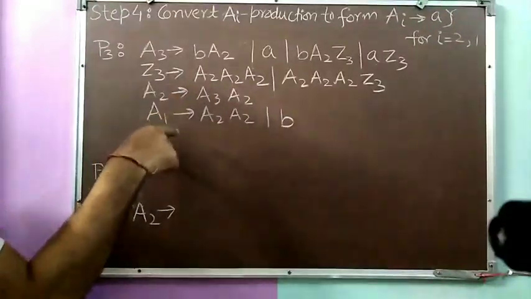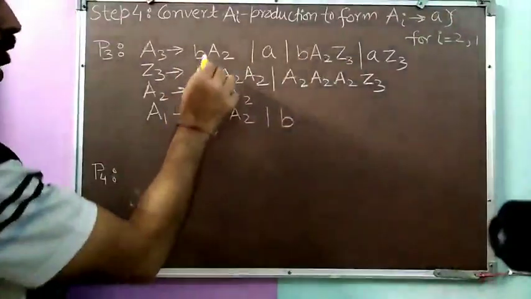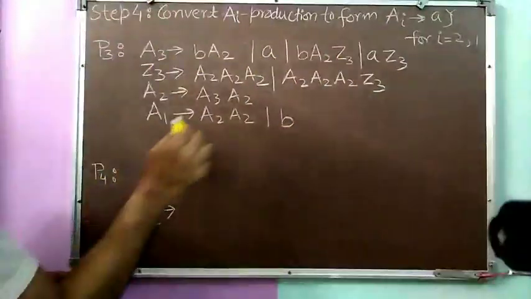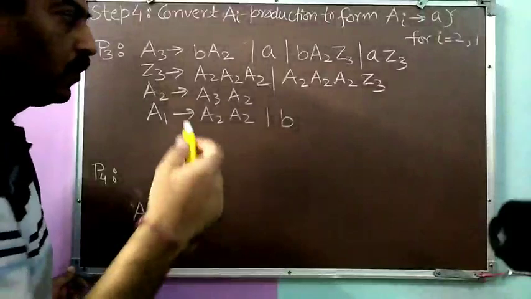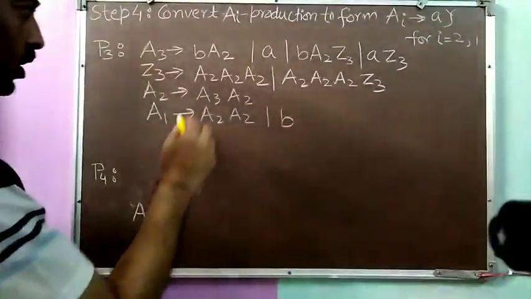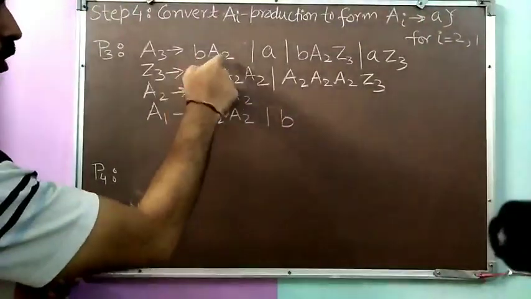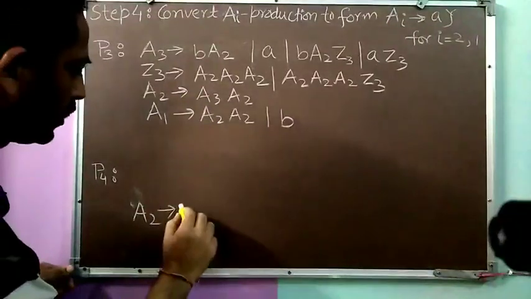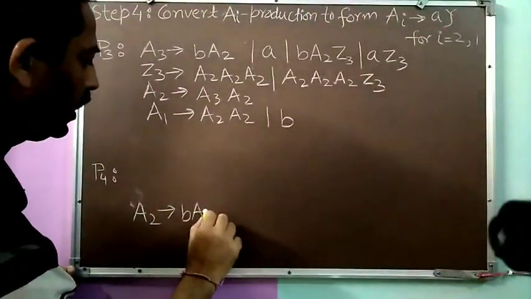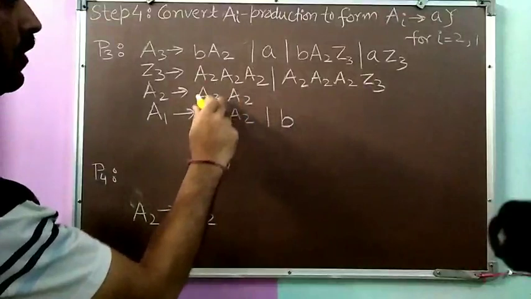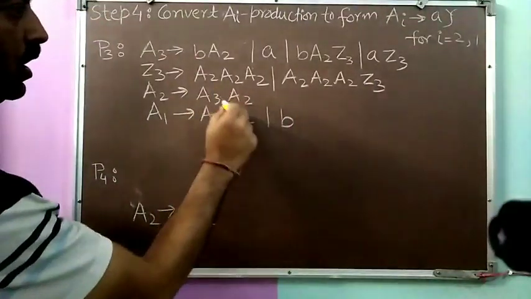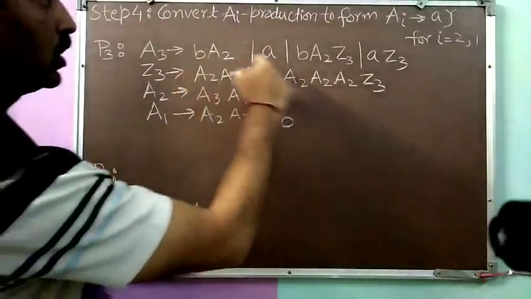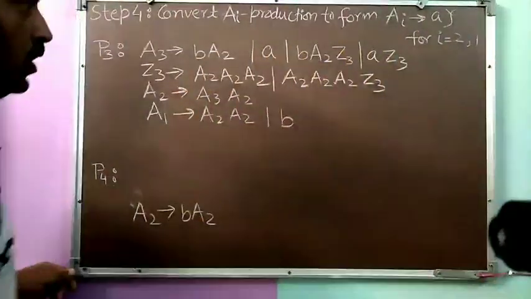When we apply lemma 1, we will use A3 productions. There are 1, 2, 3, 4 A3 productions, so for A2 also we will write the 4 productions. A3's first value is BA2, so we'll put its value BA2, and after it we have an A2. So we have replaced the value of this A3 and then after it we have to put an A2. We will do this for all 4 productions of A3.